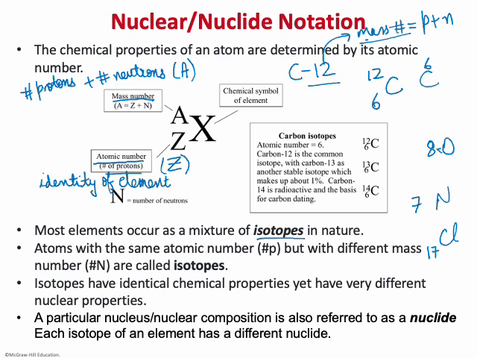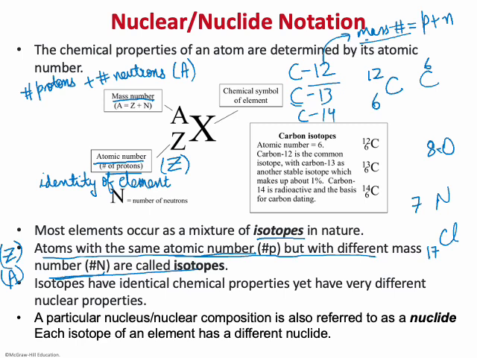Now the next term is isotopes. Most of the elements that exist in nature have isotopes. What are isotopes? Isotopes are atoms with the same number of protons but a different number of neutrons. So you can also say they have the same atomic number but a different mass number. Their Z will always be the same, but their A will always be different. Those are isotopes. For example, carbon has 3 isotopes: carbon 12, carbon 13, carbon 14. If I give you this number, that means I'm giving you the mass number of the element.